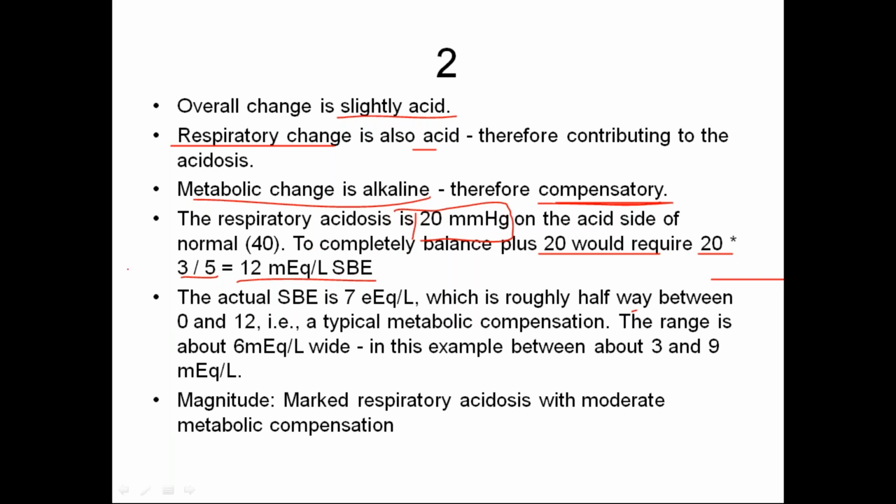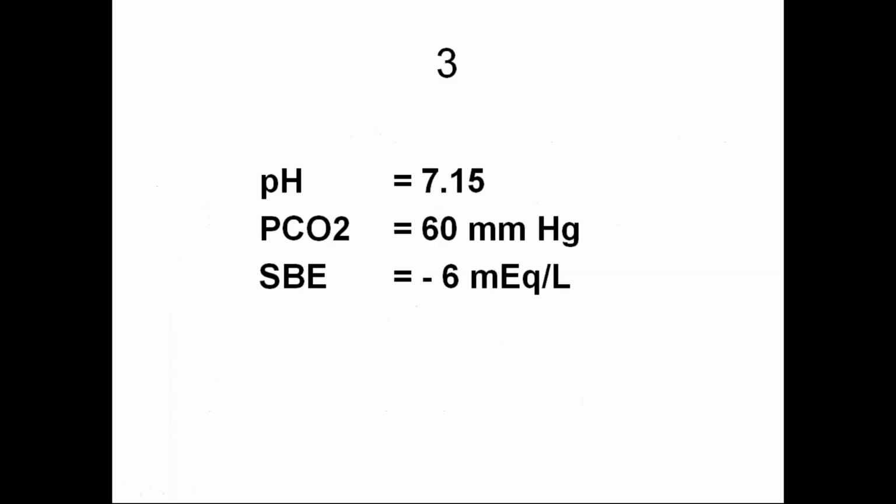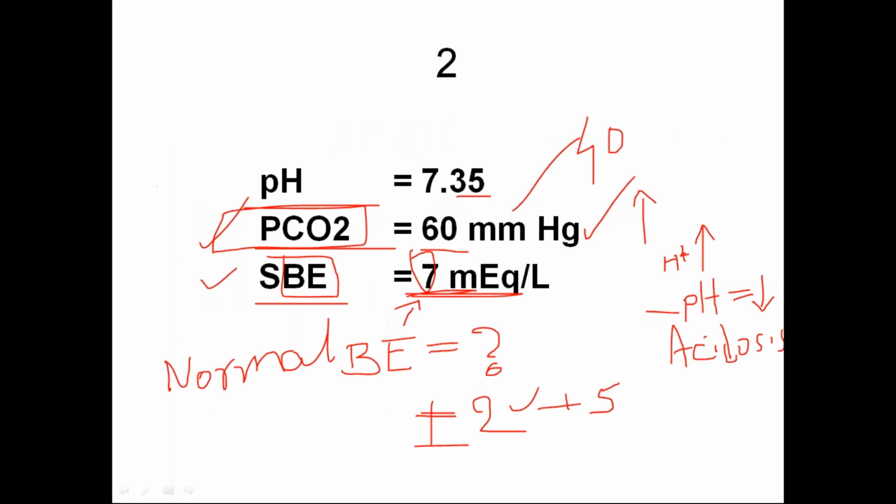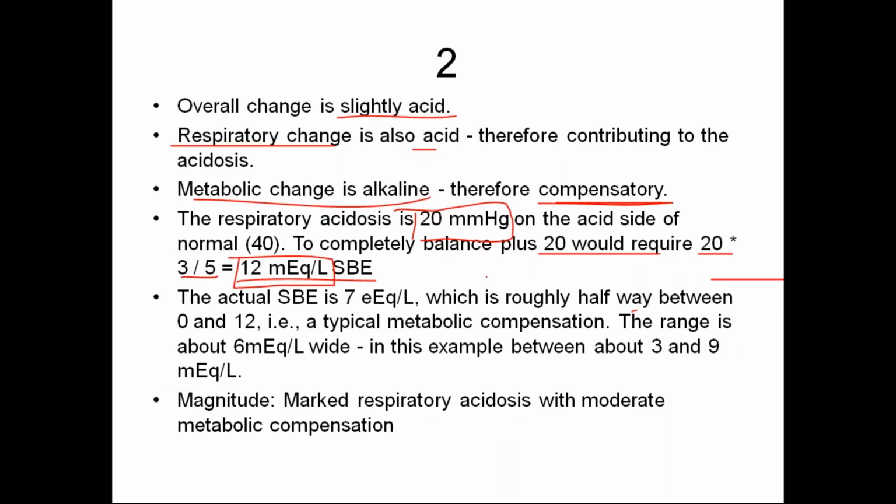So for 20 points, 3 by 5, 12 would be the expected compensation. But actually here only 5 has come. So that means it is a partial compensation. That's how you read it actually. Base axis is 7 milliequivalents, so it is halfway between 0 and 12. That is typical of a metabolic compensation.